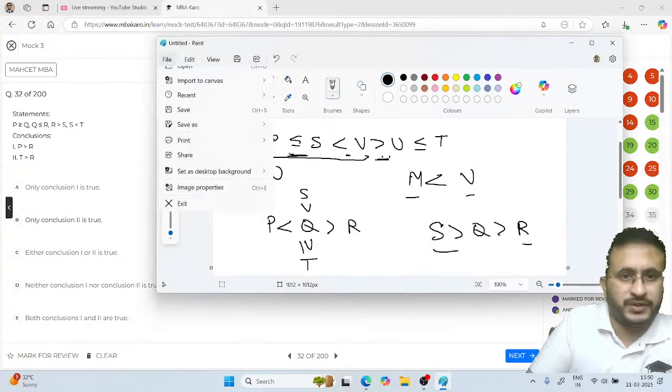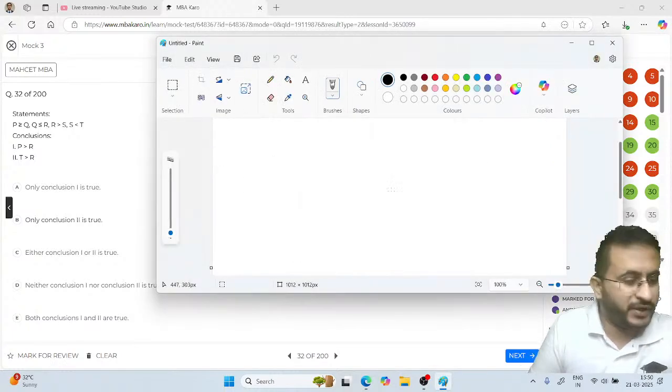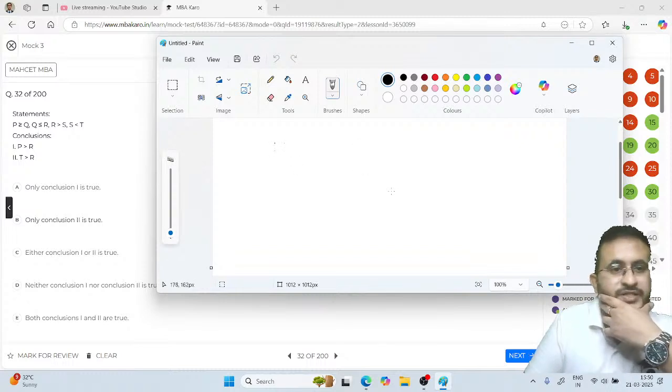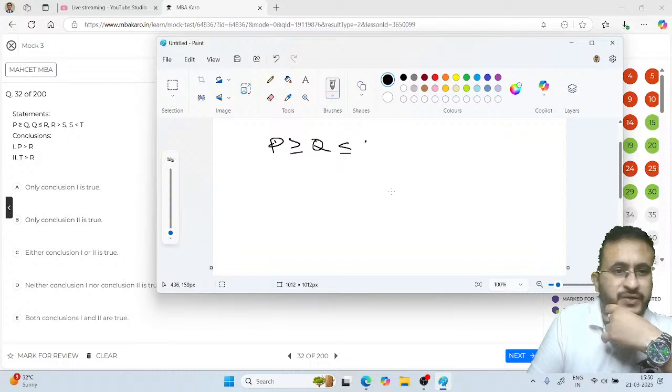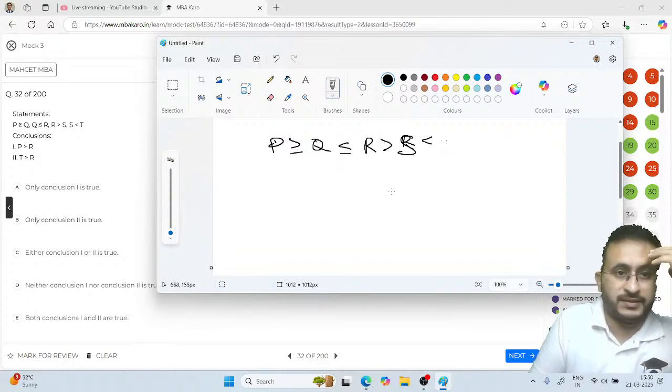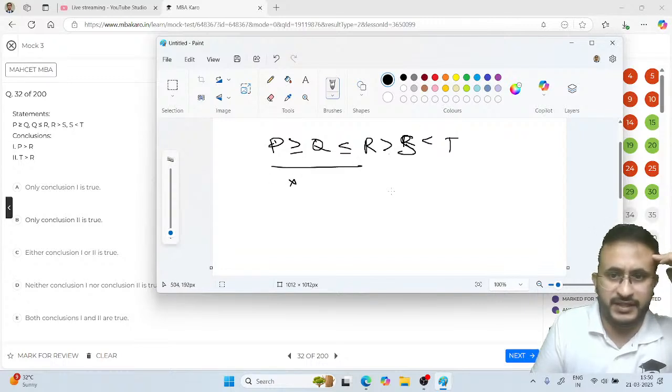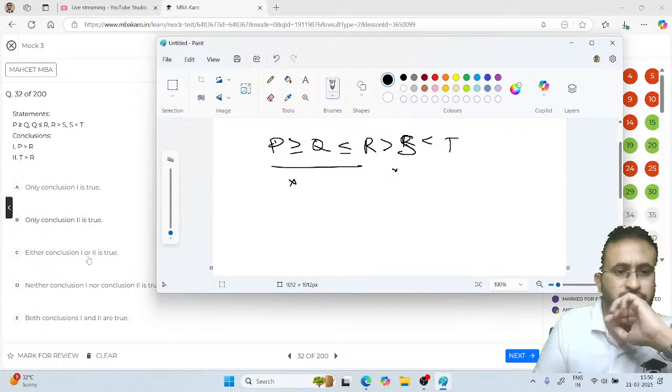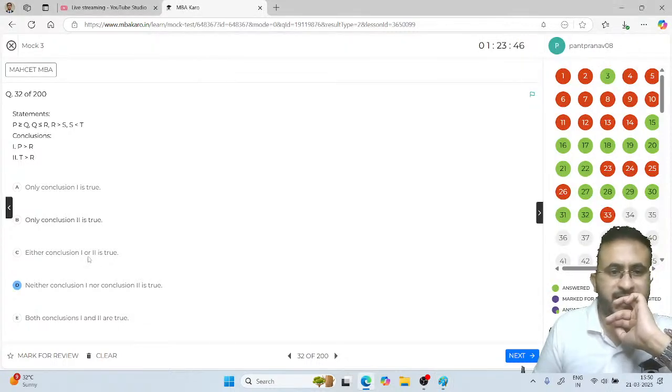Okay, so next one. These inequality ones are easy ones. So easy pickings: P is greater than equal to Q. Q is less than equal to R. R is greater than S. S is less than. ठीक है, P and R के बीच में कोई relation नहीं है. T greater than R, that is also no relation.